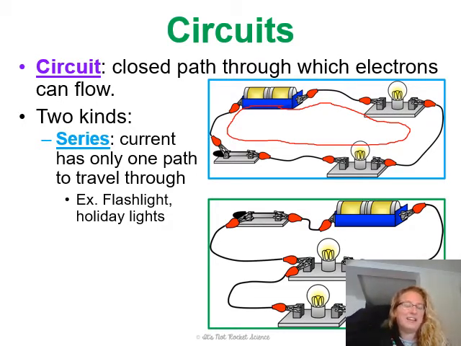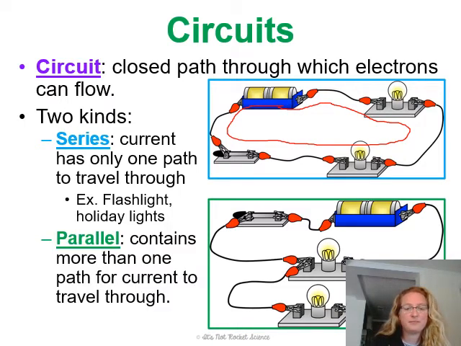Back in the day, with holiday lights, if you had one light go out, it broke the circuit and therefore the rest of the lights went out. Now they have little preventative wiring in there, so that doesn't happen. You can actually pull the bulb out and the whole string of lights doesn't go out, but that's the way it used to be.